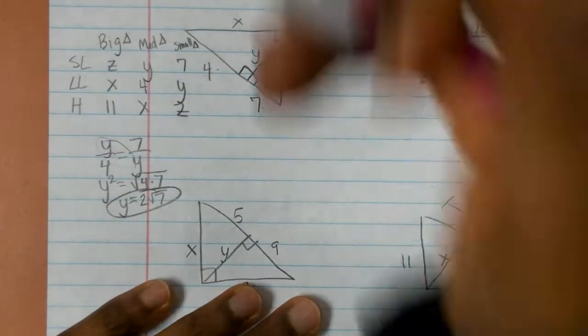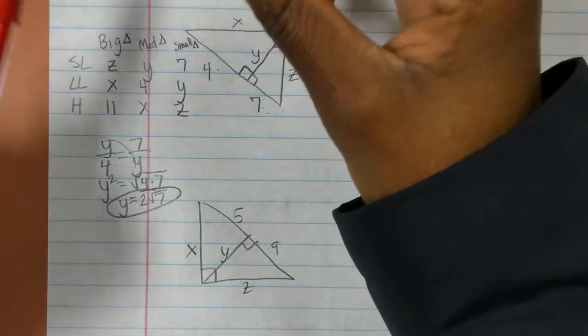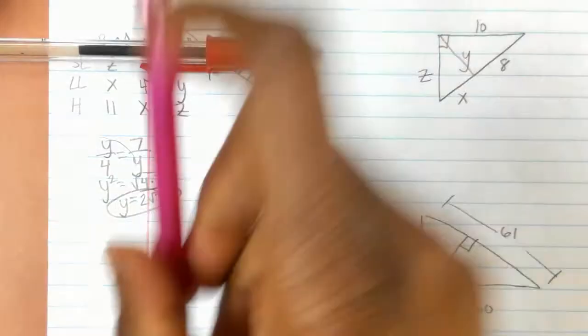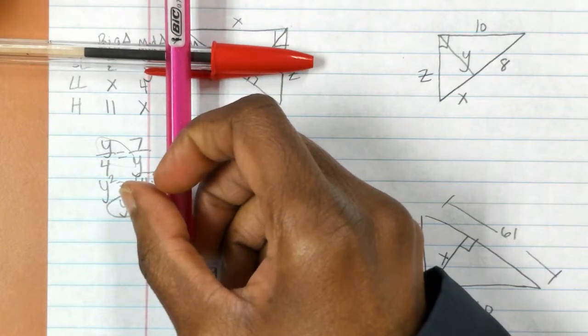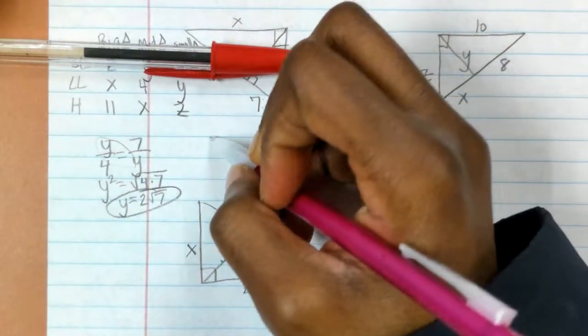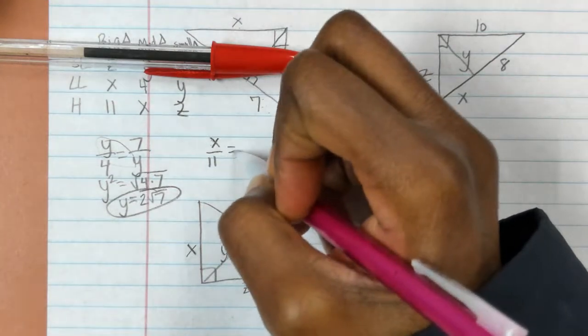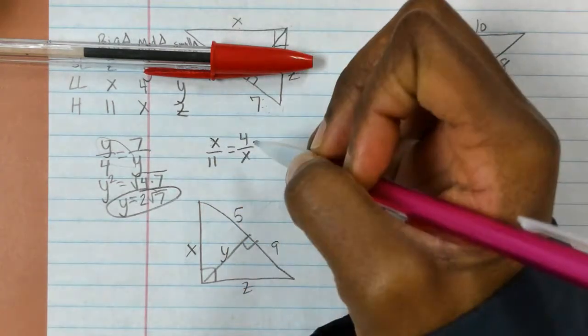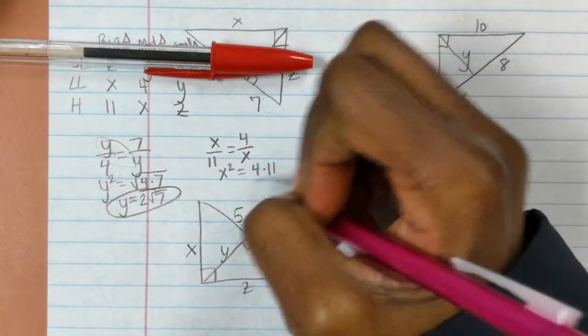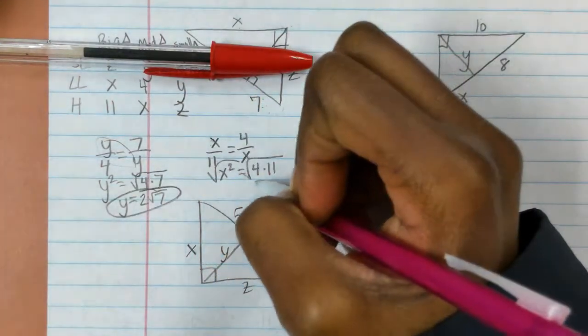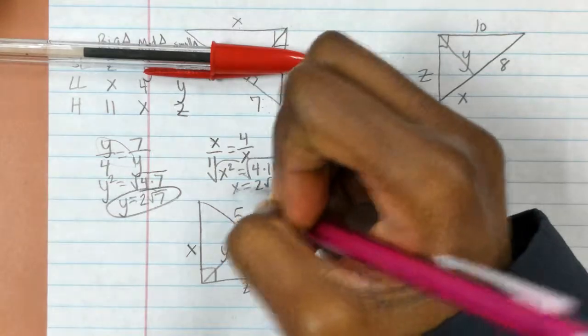And now we want to look for a different variable. So let's see if we find X. X is repeated here and here, so 11 and 4 are going to be what goes with the X. So it's going to be X is to 11 as 4 is to X. When we cross multiply that, we get 4 times 11. Square rooting both sides, we get 2 radical 11 for X, which is what we previously got.